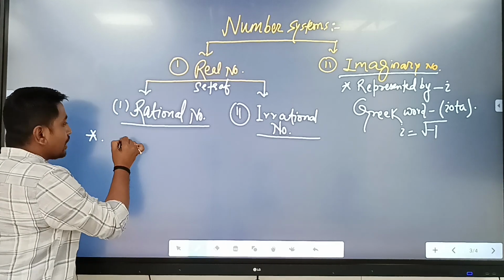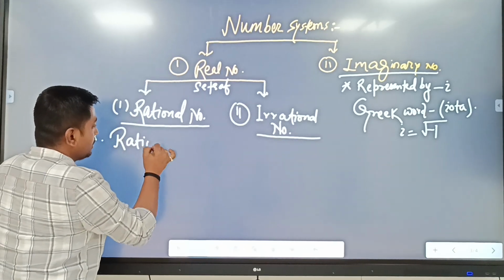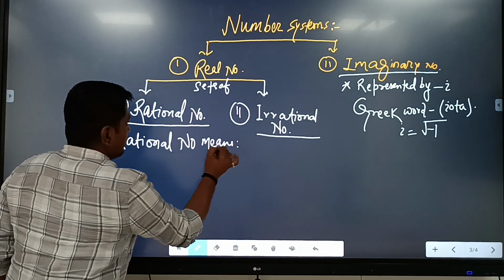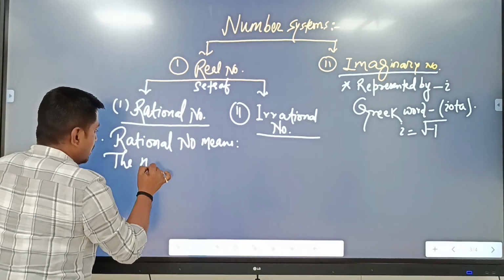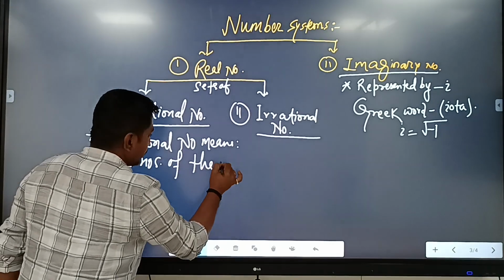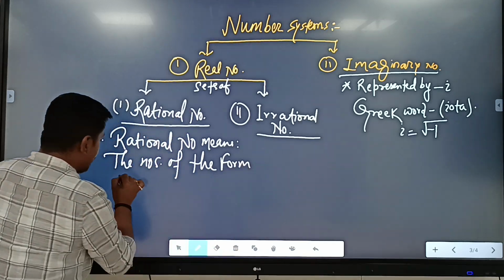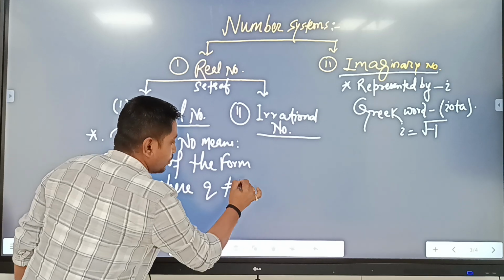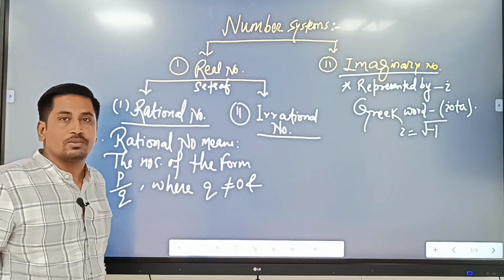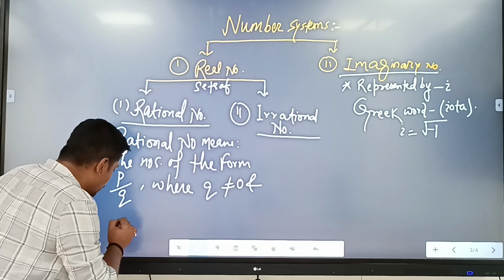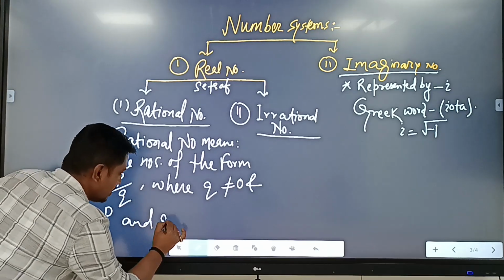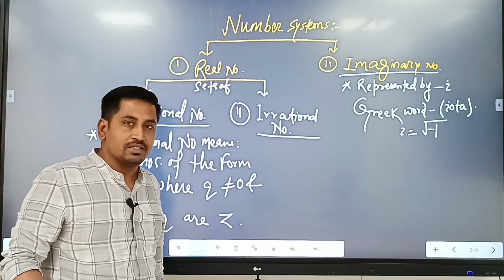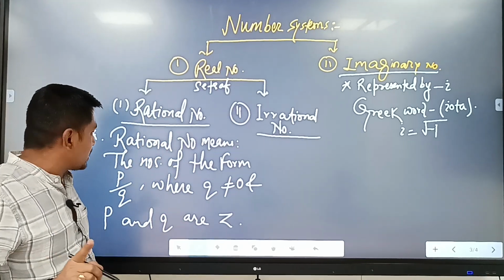Rational numbers means the numbers of the form p upon q, where q is not equal to 0. And what about p and q? p and q are integers, and integers is represented by capital Z. So I hope it is clear to you all.